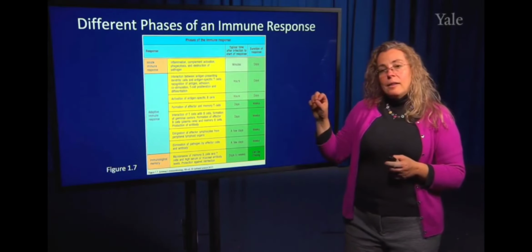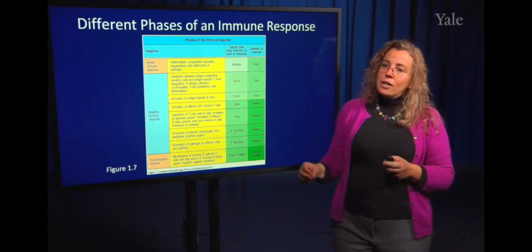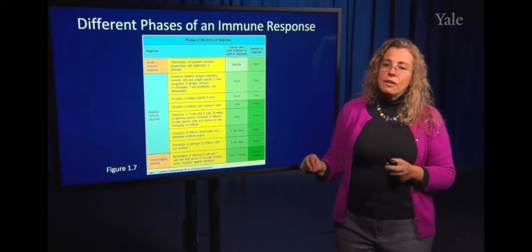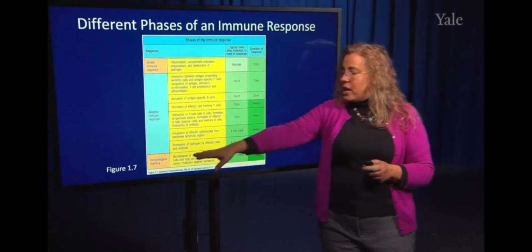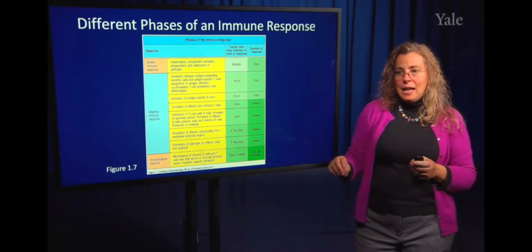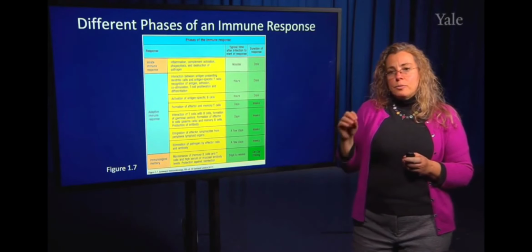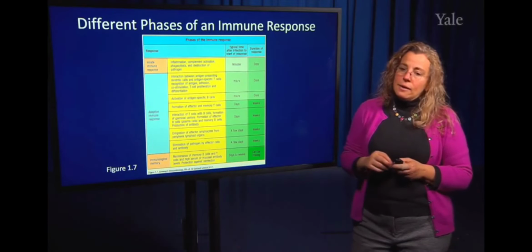Eventually, the main goal of the adaptive immune system is not to fight off that primary infection. That's mostly the job of the innate immune system, but it's to generate memory. So if you see that pathogen again, your immune system is primed to respond quickly, and then you don't get sick the second time around.